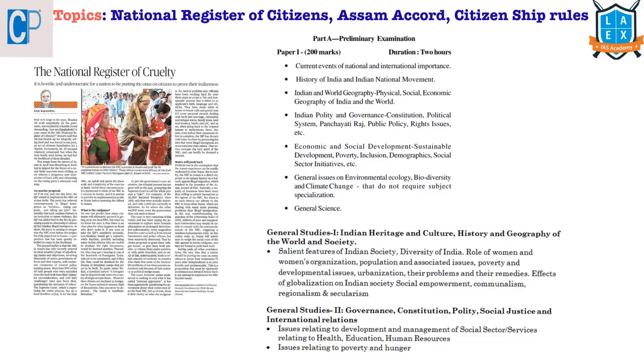The next article is the National Register of Cruelty. In this article, the author discusses the extremities or loopholes of this National Register of Citizens. In case of prelims, it comes under the topic of Indian polity, and in case of mains, it comes under GS1 under the topic of communalism, and in case of GS2, it comes under issues relating to development and management of social sectors or services, and issues relating to poverty and hunger.